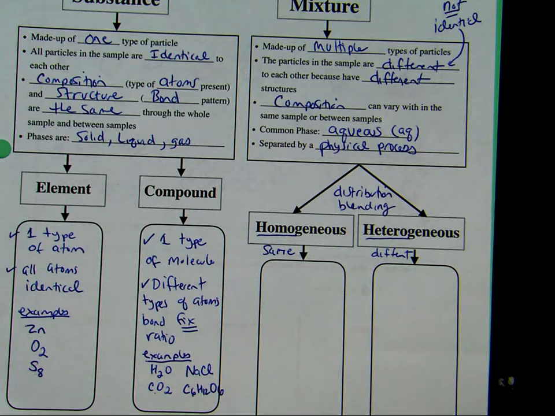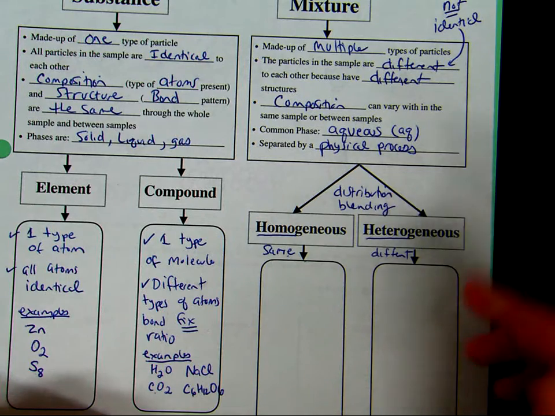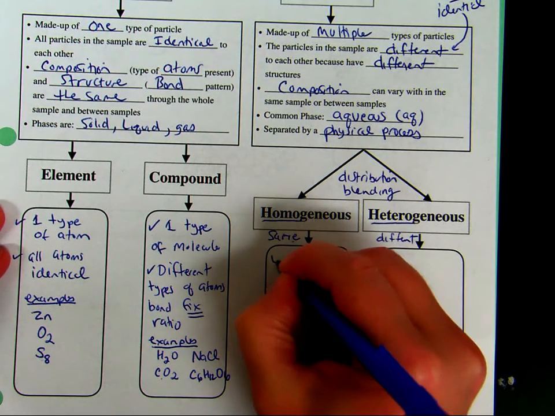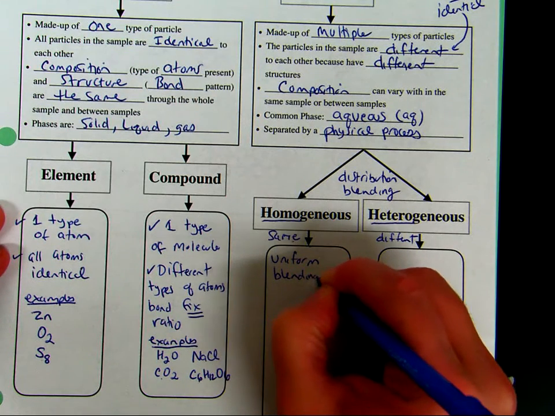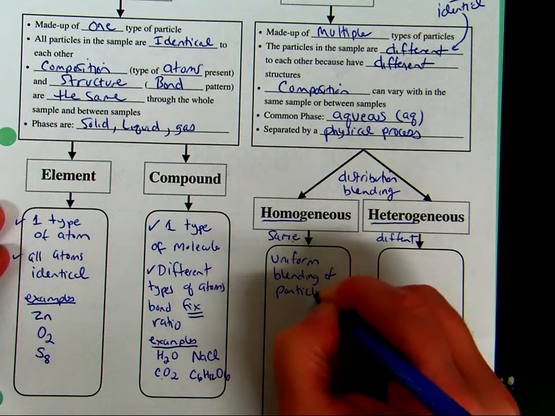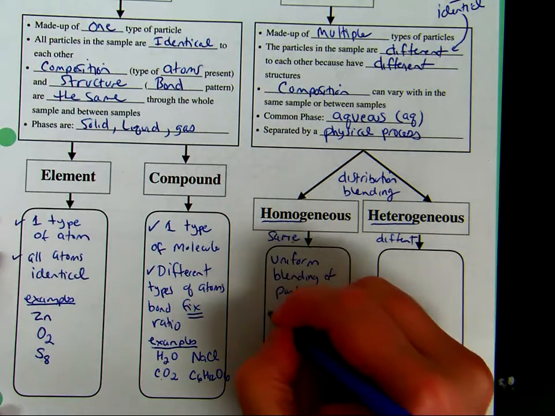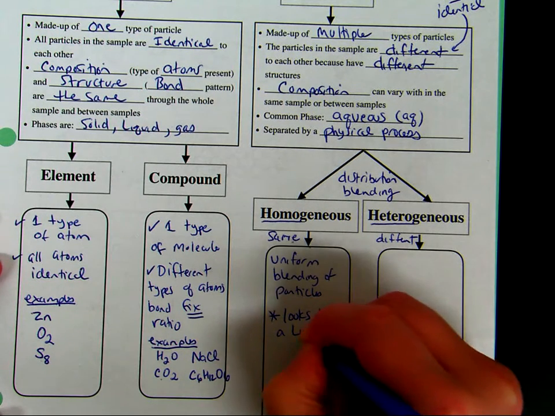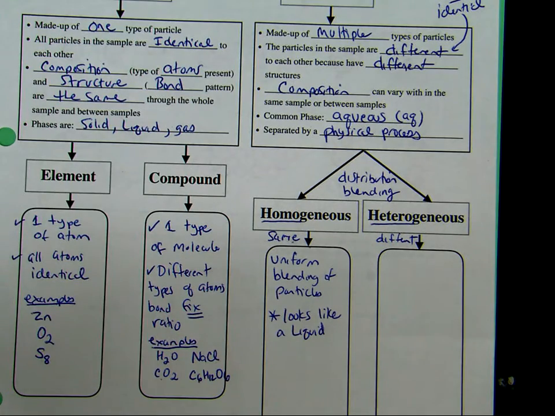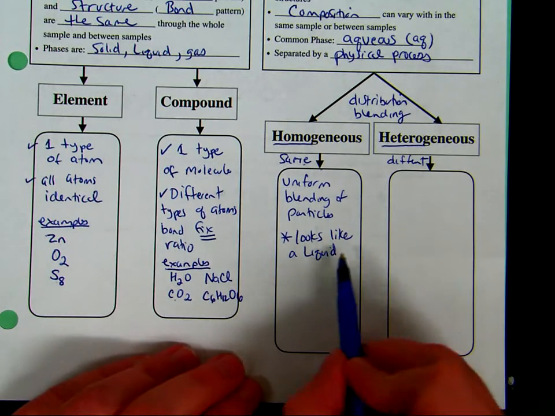So if it's a homogeneous mixture, that means it has the same distribution or blending. So we're going to say a uniform blending of the particles. When you look at a homogeneous mixture, a lot of times the most common ones look like a liquid. Okay, so I'm going to put a little star here. Looks like a liquid, because the most common homogeneous mixtures that we come across is something blended with water. So looks like a liquid.